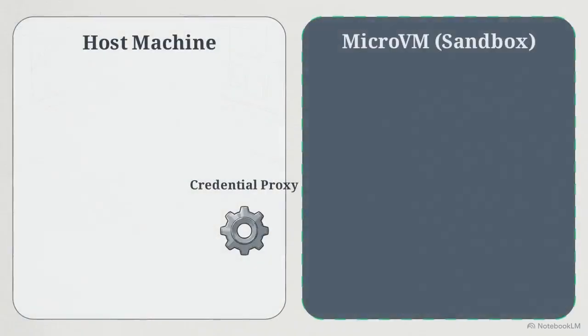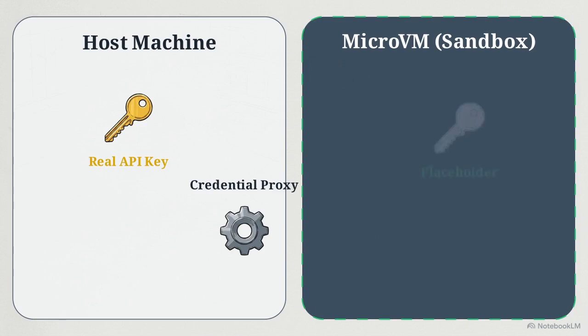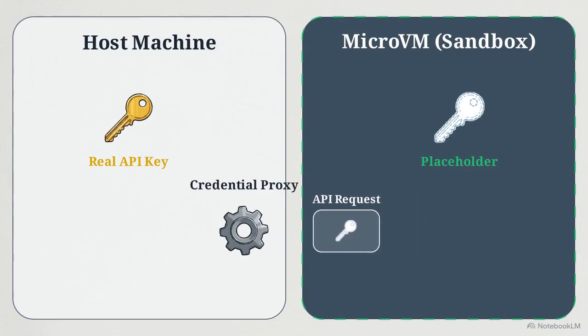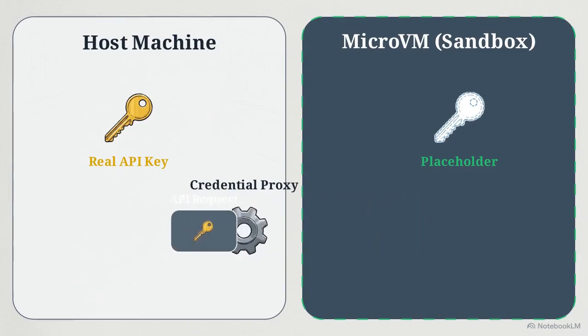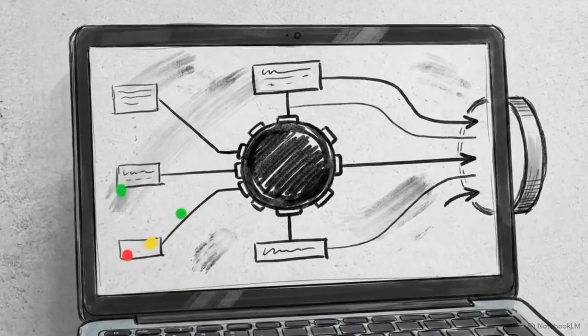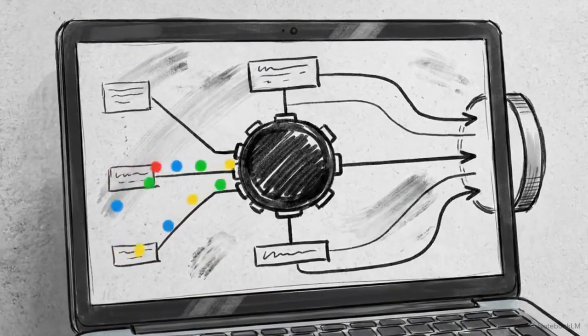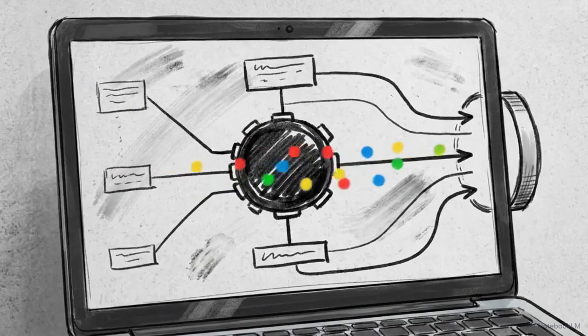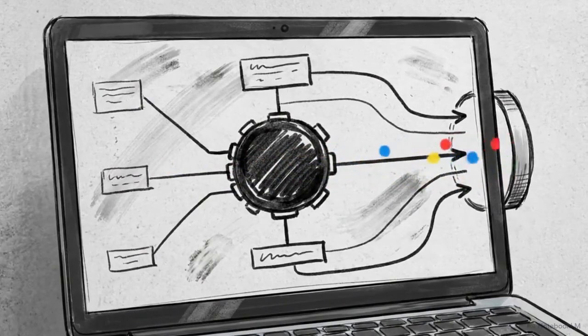Here's how the key is protected. The host machine retains the secret, while the microVM receives a placeholder. When the agent makes an API request, a proxy service intercepts it and swaps the placeholder for the real key before it reaches the internet. This architecture allows authenticated calls to Anthropic. Because the real key never enters the VM, the agent can never read or leak it.